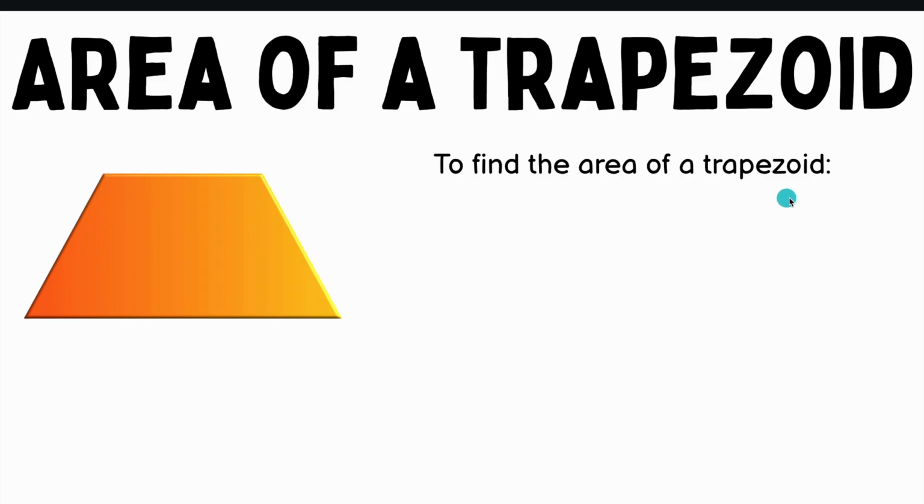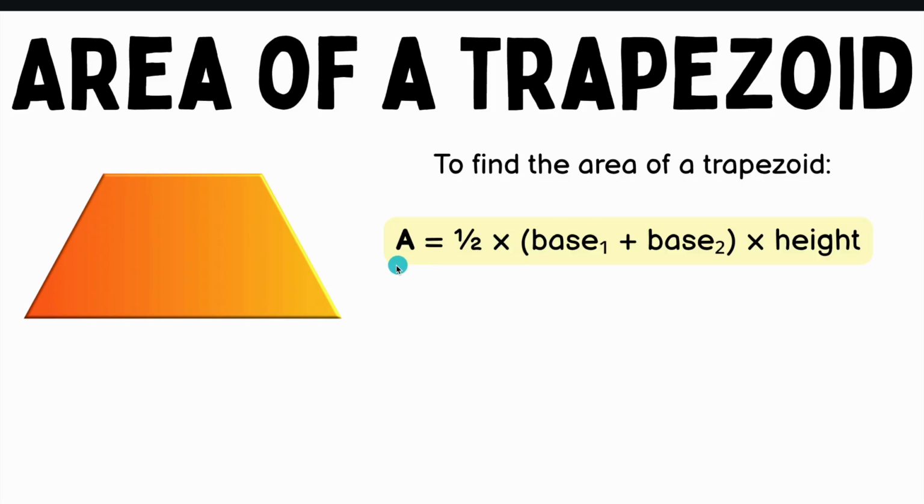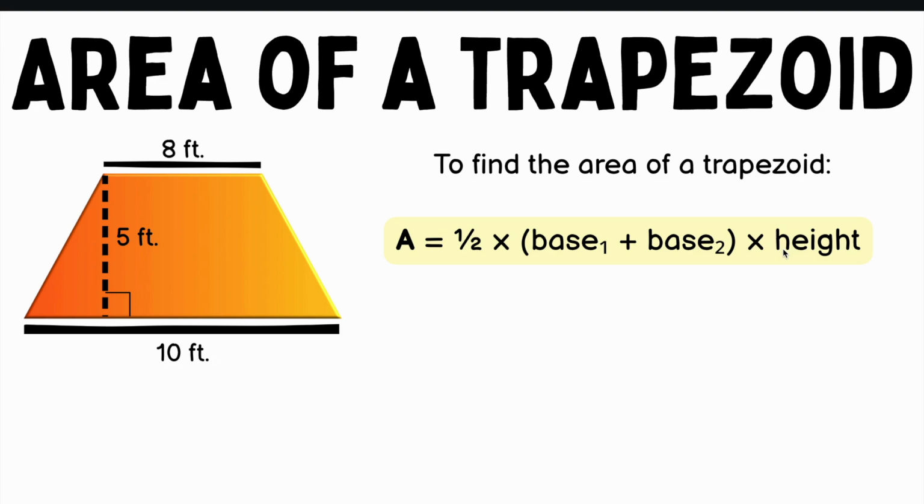To find the area of a trapezoid, we will use the formula area equals half times base 1, plus base 2, times the height. In this case, base 1 is 10 feet, base 2 is 8 feet, and the height is 5 feet. So let's plug in the measurements. Area equals half times base 1, which is 10 feet, plus base 2, which is 8 feet, times the height, which is 5 feet. Let's solve.